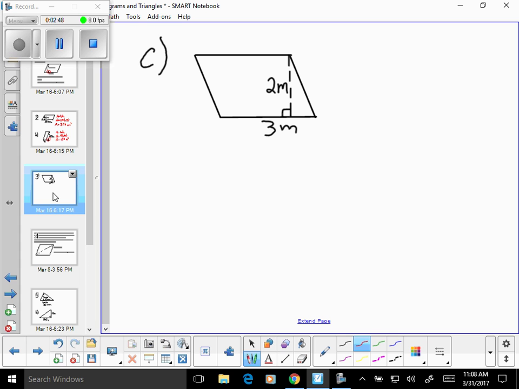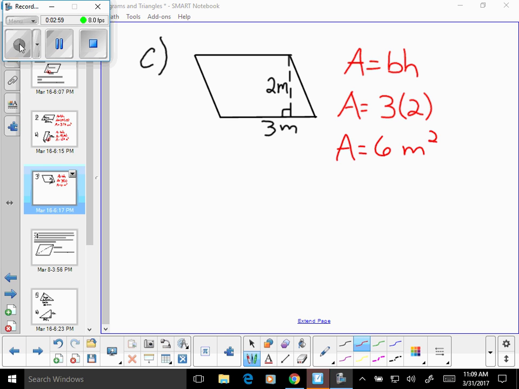For example C, I would like for you to hit pause. You do the problem, and then restart, and I'll show you how it should be done. So hopefully you got this one correct. Yes, I've used the formula, the substitution, the answer, the label. Again, remember area means meters squared in this instance.